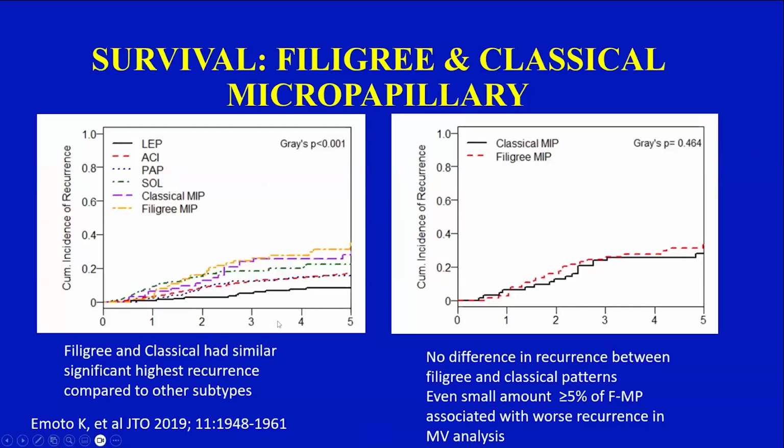tumor glands. In this study by Katsura Emoto in collaboration with our group here, we were able to demonstrate that the classical in purple and filigree in yellow had the worst cumulative incidence of recurrence compared to the other subtypes. And we could not identify any difference between these two. So that validated that filigree should be included in the recognition of micropapillary pattern. Now, that being said, when we report micropapillary, we don't try to estimate percentages of filigree versus classical. We just want to make sure we include whatever filigree that we see in the percentage of micropapillary.